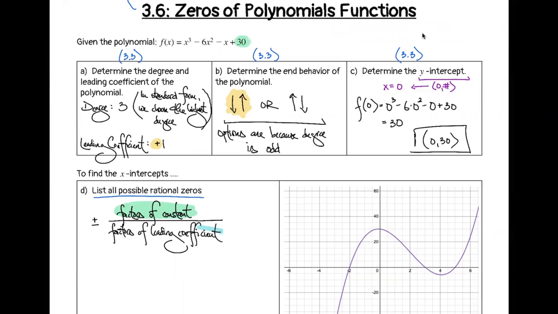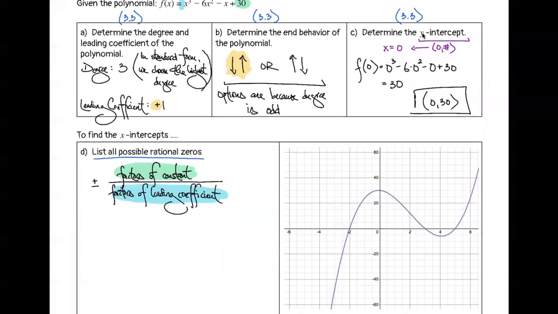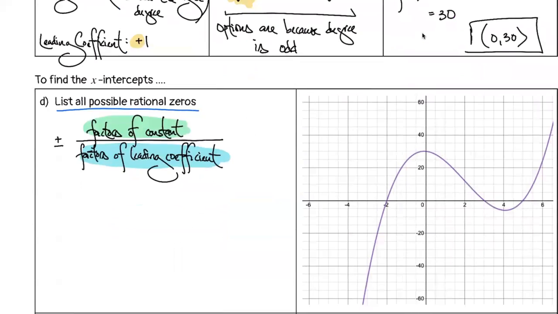And factors of the leading coefficient, where do we find that leading coefficient? Right at the front, and that is +1. Okay. So let's list out these factors. What do we know to be factors of 1? Well, that's just 1, right? The leading coefficient is just 1, so those factors are just 1. And then to find factors of the constant, well, factors of 30, I could do 1 and 30.